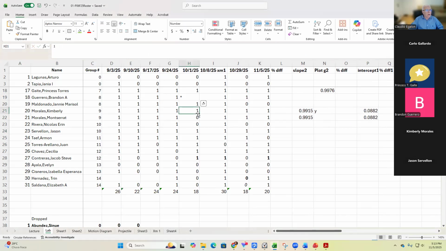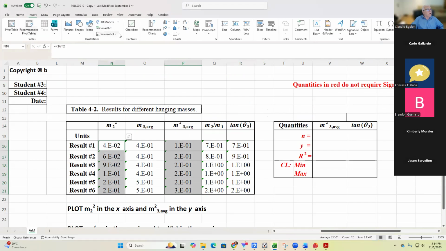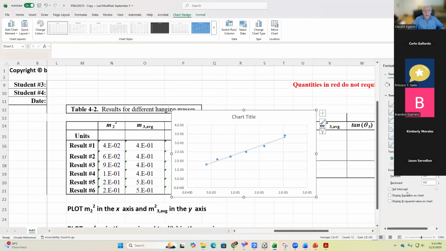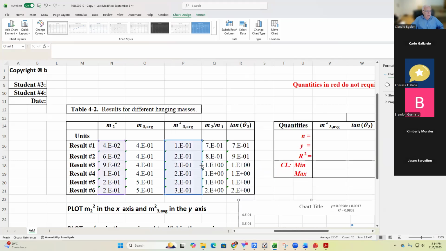Lab number 3. Okay, so M3 average squared, M2 squared, insert. Okay, well, let's see, add trend line. No, I do not get that 0.66. I'm getting 0.93, 0.9398. Okay, maybe you plotted the wrong graph there. It's this column and this column here.